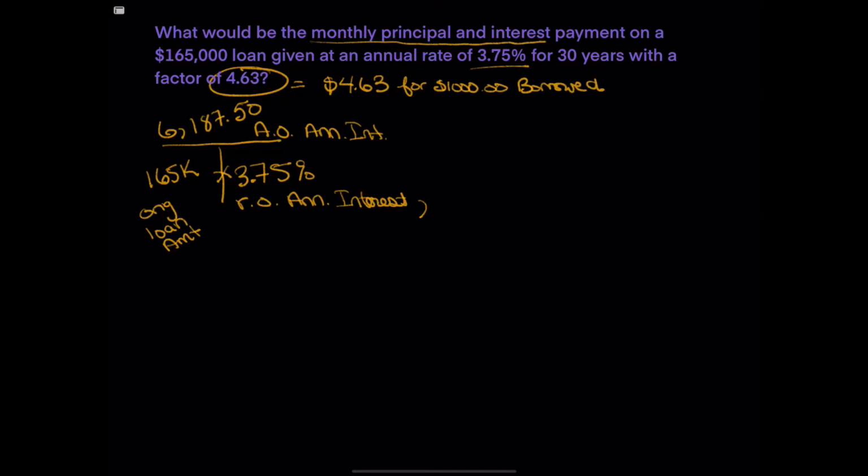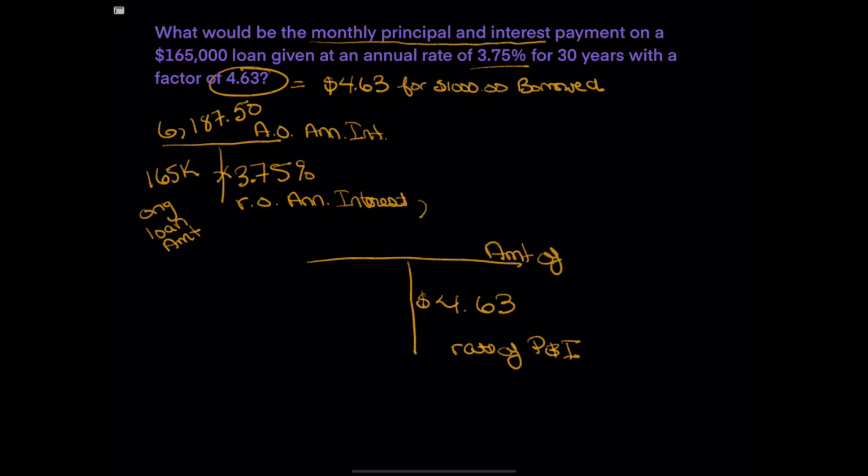So let's make that into a T-bar. So I put my T-bar here, and our rate is 4.63, which is actually $4.63. So that is a rate of principal and interest. And this is going to be the amount of principal and interest. And what happens is, like I mentioned, you pay the $4.63 for every $1,000 that are borrowed.